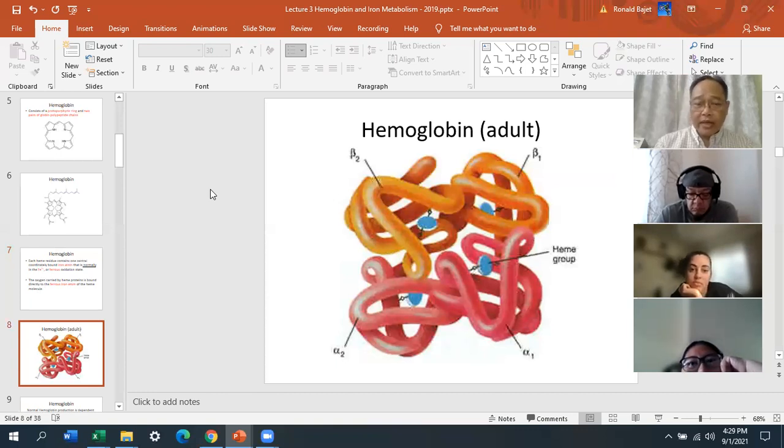There are 4 globin chains in the adult, even in the infants. For the adult, you have 2 alpha chains, alpha 1 and alpha 2, and the beta 1 and beta 2 globin chains. So you have alpha 1, alpha 2, and there's your heme group. The heme group consists of iron and oxygen. Iron and oxygen, that's your heme group.